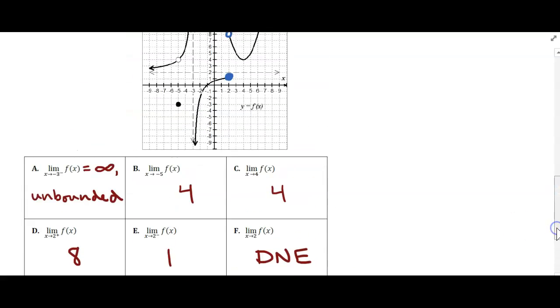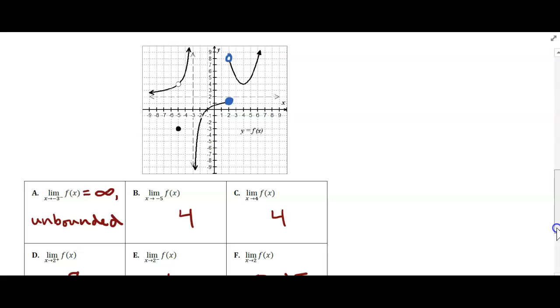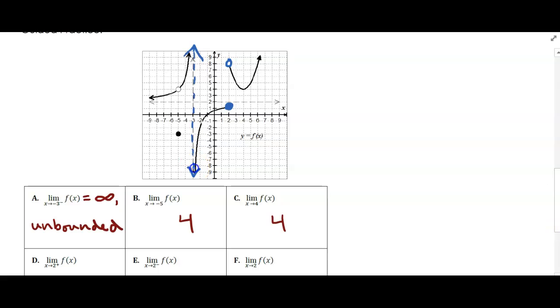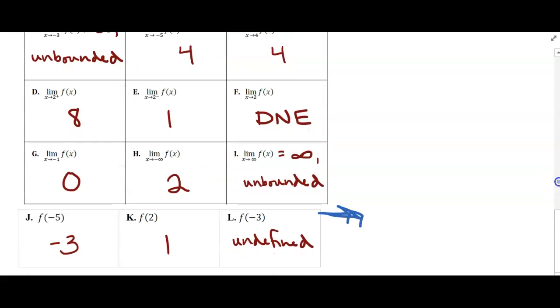If I'm looking at f of negative 3, I notice that I have an asymptote at x equals negative 3. Well, my graph is never going to be defined at x equals negative 3. That's the whole point and purpose of a vertical asymptote. We know that our graph will never cross it. It'll never be defined there. And so when we are talking about, well, is it defined or is it not? What's the value? Well, it is undefined when we're talking about function value. Super, super important.